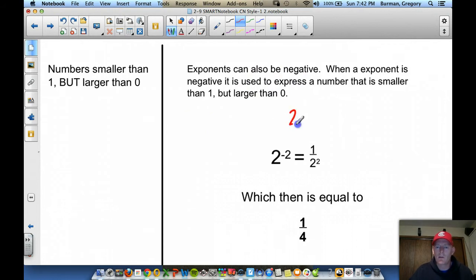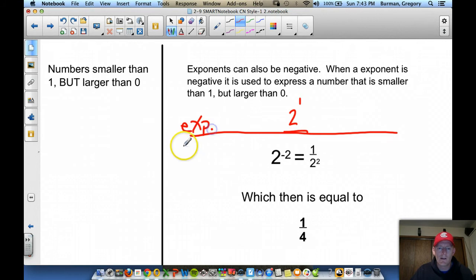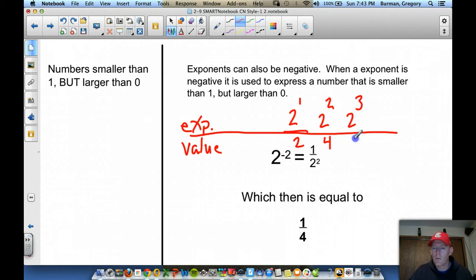If I have 2 to the first power, I'm going to say the exponent, and then this is the value. We'll just make a quick chart here. 2 to the first power makes a 2. 2 to the second power makes a 4. 2 to the third power makes an 8.